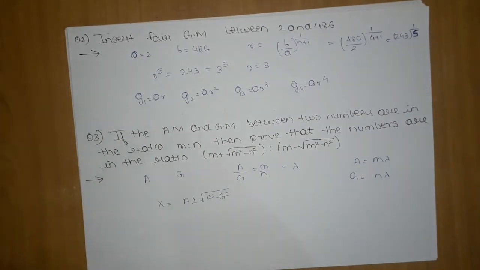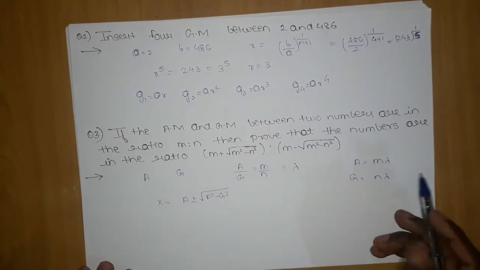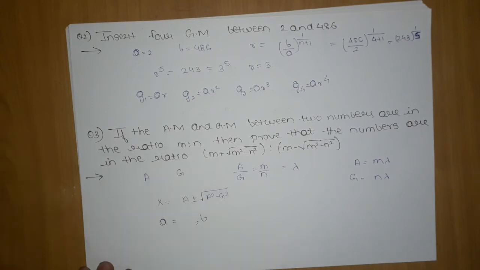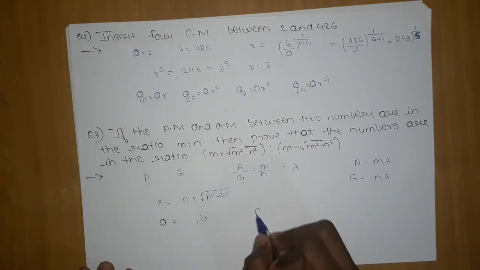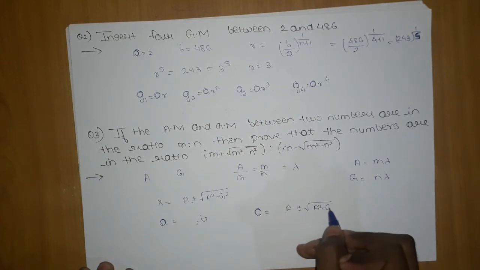When we were deriving the roots, doesn't it remind you of the quadratic equation roots? So we have found a relation. Here, if I say that a and b are the two numbers, then a will be equal to a plus minus under root a square minus g square.